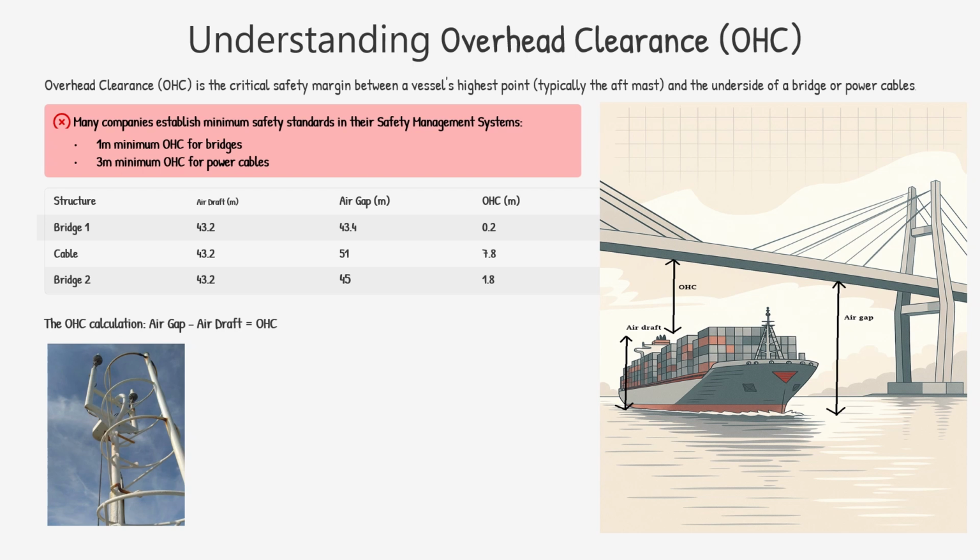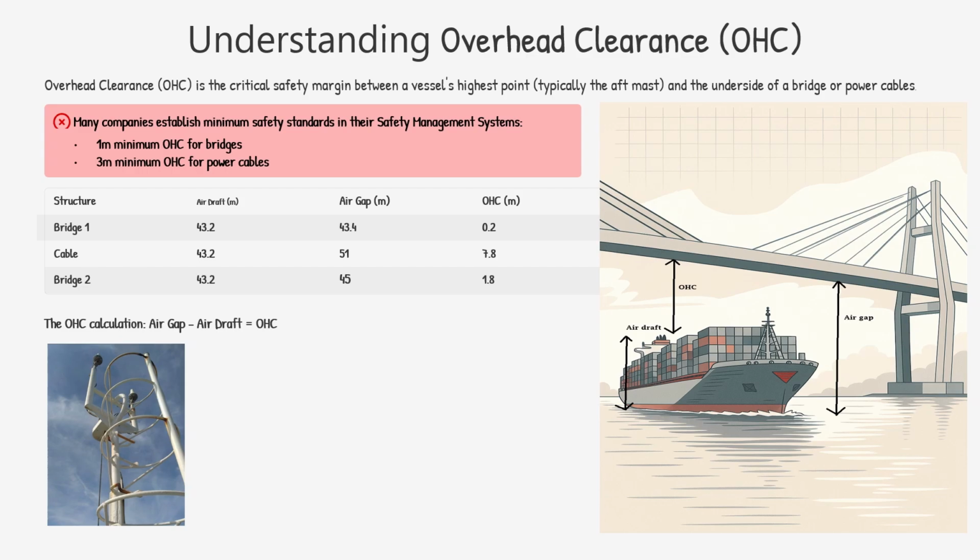In such cases, the master must recalculate the drafts and trim to gain additional clearance. This might involve shifting ballast, taking full bunkers, adjusting ballast in the aft peak tanks, or timing the passage during low tide if the tidal range is significant. On the right-hand image, you can clearly see how the air gap, air draft, and overhead clearance all relate visually.